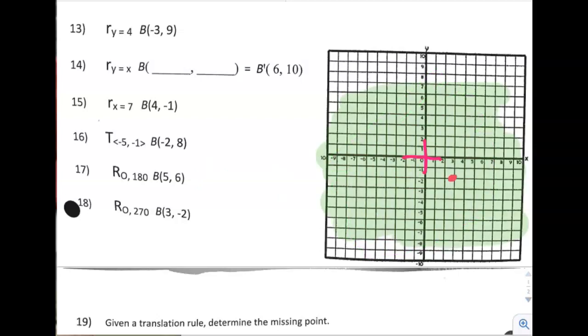Number 18, (3, -2) is plotted. The plus sign is on the origin. I'm going to rotate 3 clicks to the left because that's 270. So 90, 2 is 180, and 3, which puts me at (-2, -3).